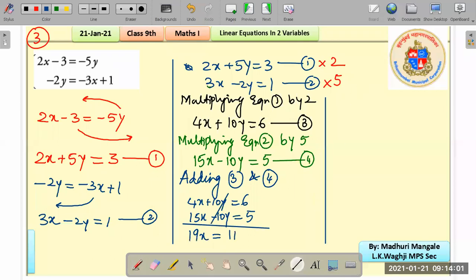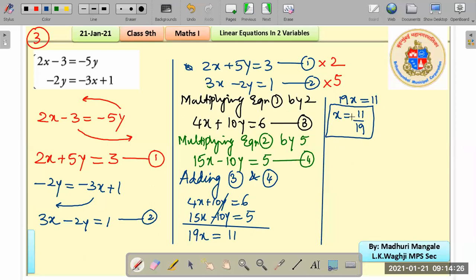I hope you all are solving it with me. So we are left with 19x equals to 11. And to find x, we have to get rid of this 19. 19 is in multiplication. It will divide on other side. So x will be equal to 11 over 19. This is the value of x. Again, no worries if it is in fraction. No worries at all. Okay.